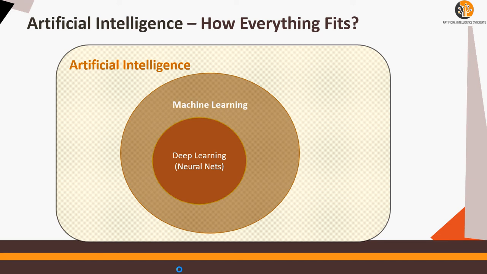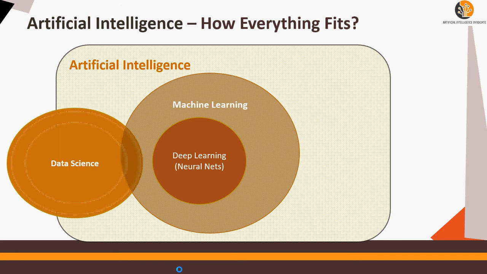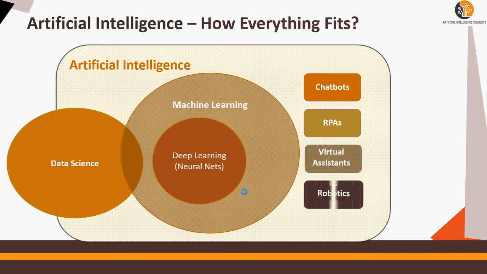Data science is a separate field. A data science program may or may not be categorized as artificial intelligence or even machine learning. There is an intersection, of course. So, a data scientist or a machine learning person can do either or, but there is a separate field of study of data science, and machine learning is totally different. Then you have chatbots, RPAs, virtual assistants, and robotics, which all are part of artificial intelligence. They may or may not be machine learning.